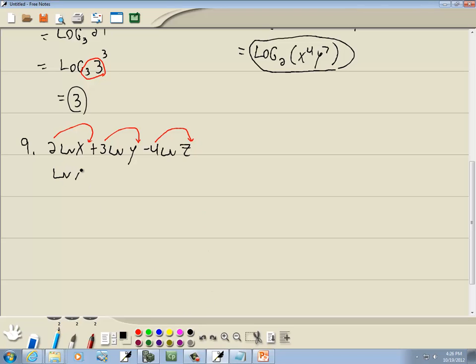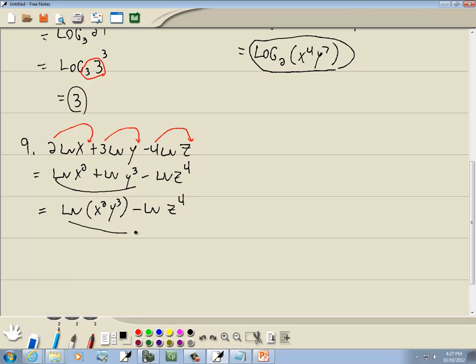So this becomes natural log of x squared plus natural log of y to the 3rd minus natural log of z to the 4th. Now on these, the way you handle it is using your order of operations. You do it as you encounter it from left to right. So this is my first one, so I'm going to handle that. Well, we got log of something plus log of something. Addition becomes multiplication. So this becomes natural log of x squared y to the 3rd minus natural log of z to the 4th.